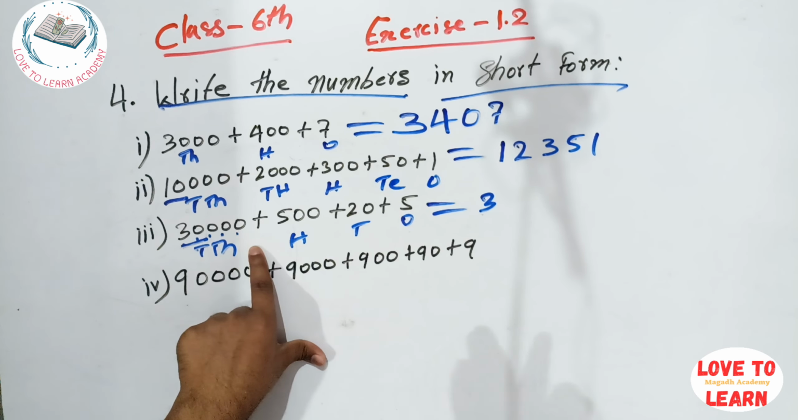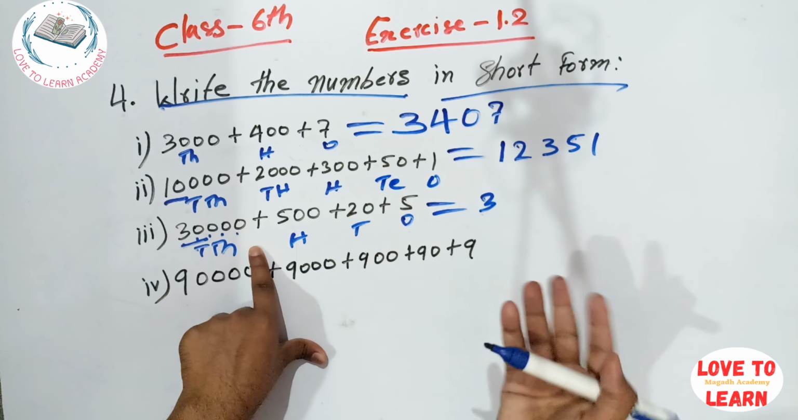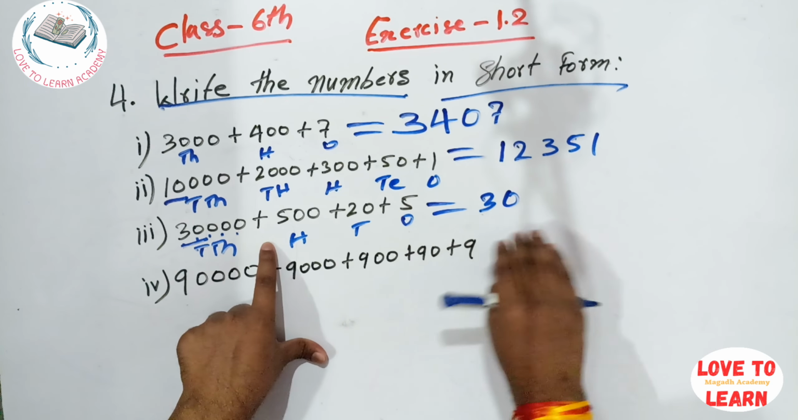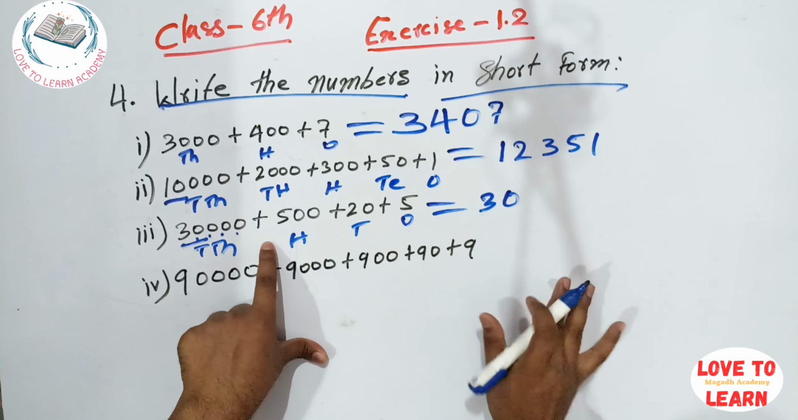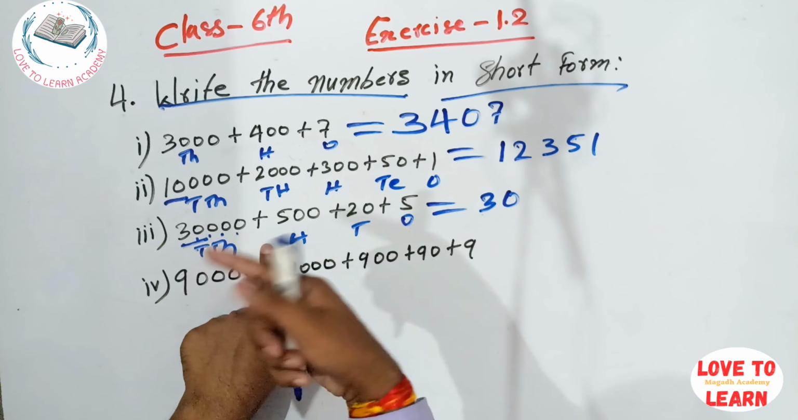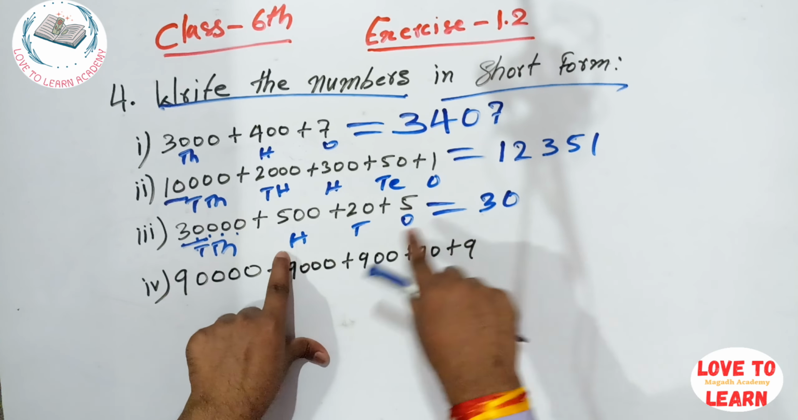If thousand is missing, then what will we write? You will put 0. If any number is missing, we have to put 0. If I put 0, it will be filled. So what will happen? 10,000 is already written. If 1,000 is missing, I just put 0. Then after that, 100 is given already.